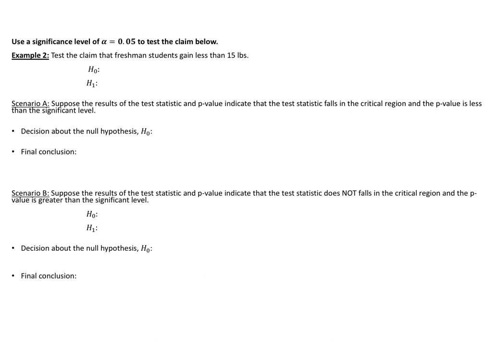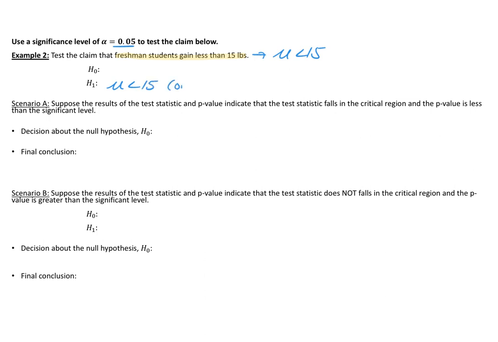Okay, let's take a look at example 2. We're going to use the same significance level. So we're going to test the claim at a significance level of 0.05 or 5%. But this time, we're going to test the claim that freshman students gained less than 15 pounds. So in this situation, the original claim does not contain equality. The original claim has the less than symbol. So that is going to be the alternative hypothesis, which is different from example 1.